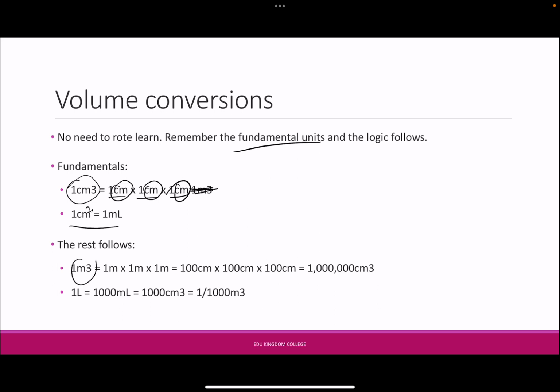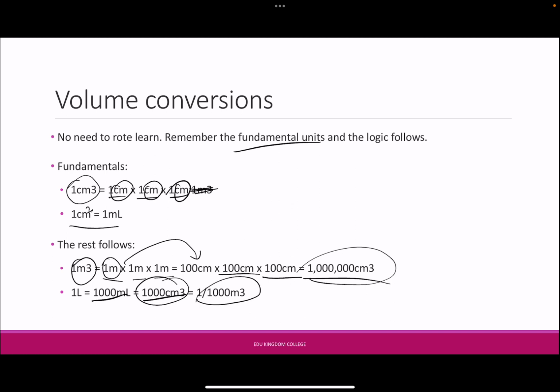Now the rest follows. So 1 meter cubed is 1 meter by 1 meter by 1 meter. If you want to convert that into centimeters cubed, 1 meter equals 100 centimeters, so it's going to be 100 times 100 times 100, which is 1,000,000 centimeters cubed. Now, 1 liter equals 1,000 milliliters, so that is 1,000 centimeters cubed. And 1 meter cubed, if you remember, is 1,000,000 centimeters cubed. So 1 liter is 1 over 1,000 meters cubed, because it's only 1,000 centimeters cubed.